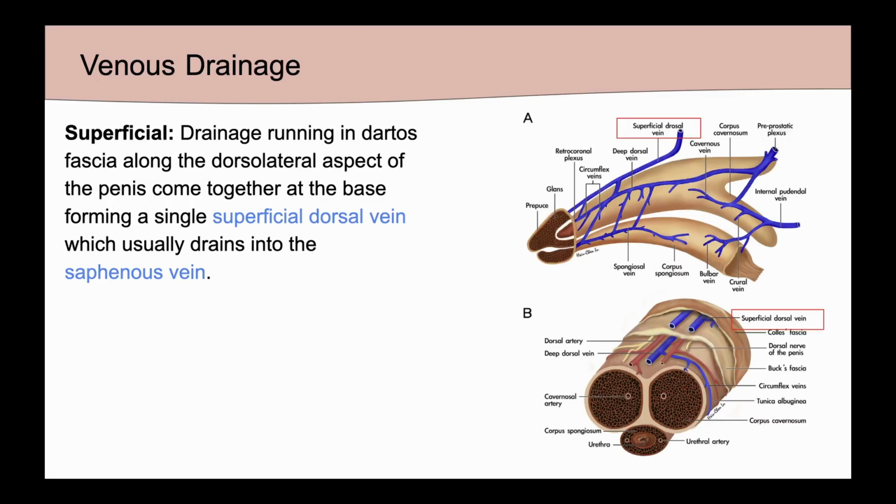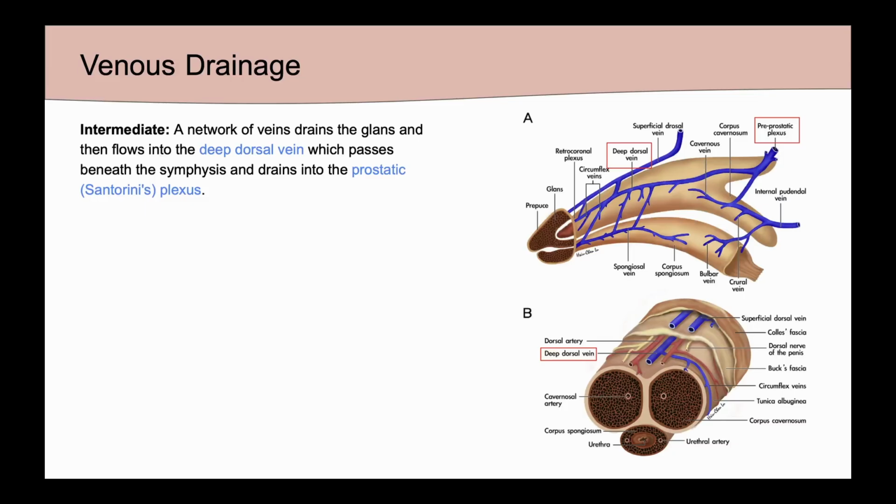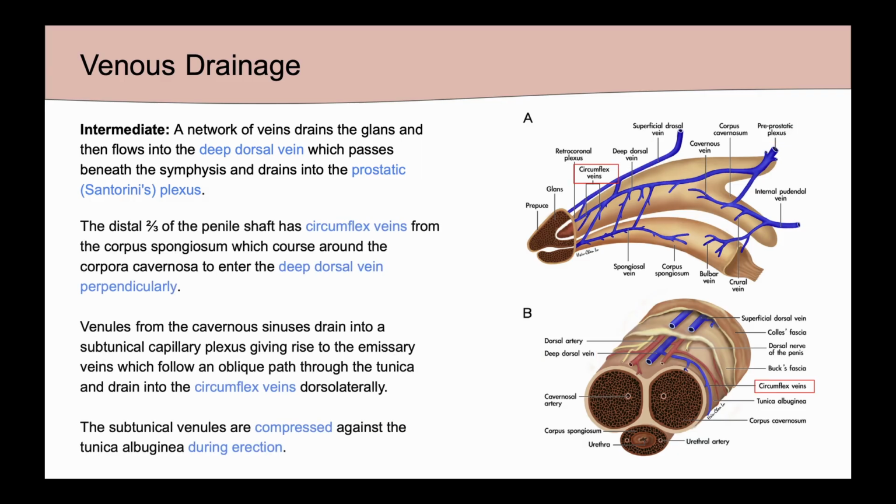We will think about venous drainage in three parts. In terms of superficial drainage, the drainage runs through the dartos fascia and eventually converges at the base, forming a single superficial dorsal vein, which usually drains into the saphenous vein. In regards to intermediate venous drainage, the glans is drained by a network of veins that go into the deep dorsal vein. This then passes beneath the symphysis and drains into the prostatic or Santorini's plexus.